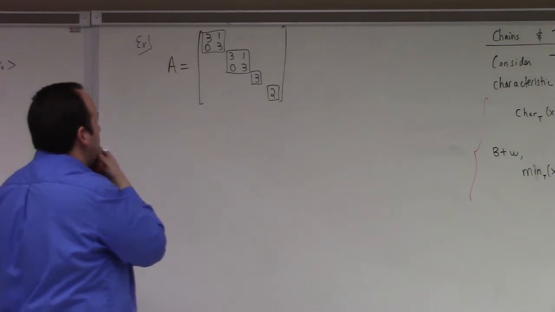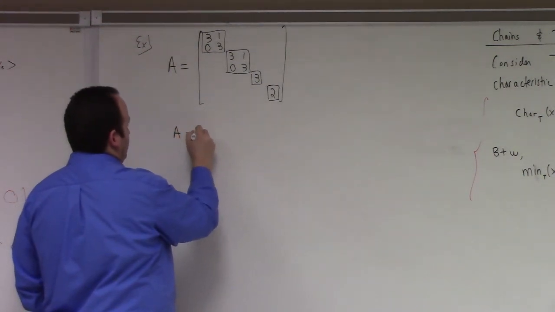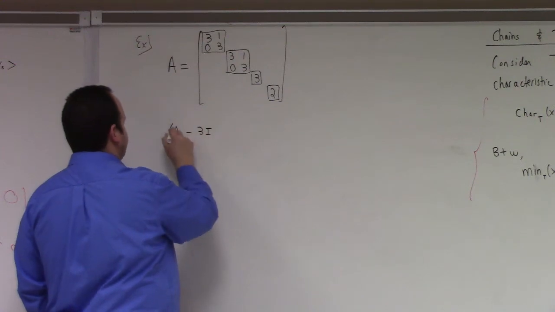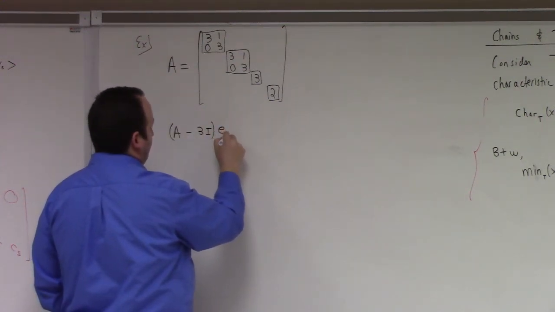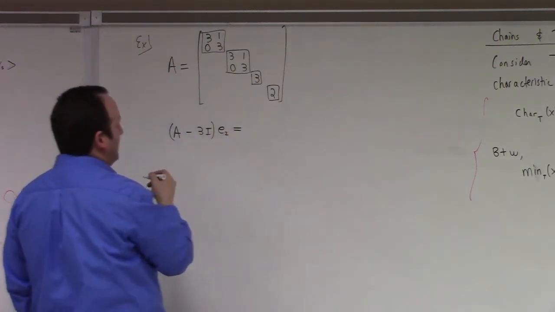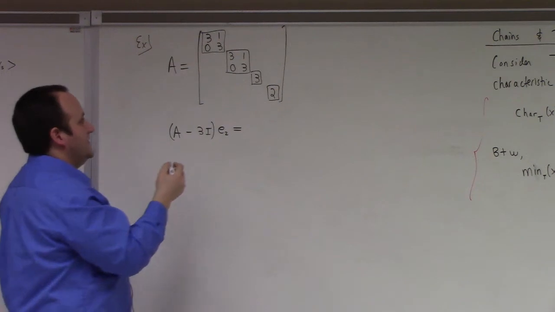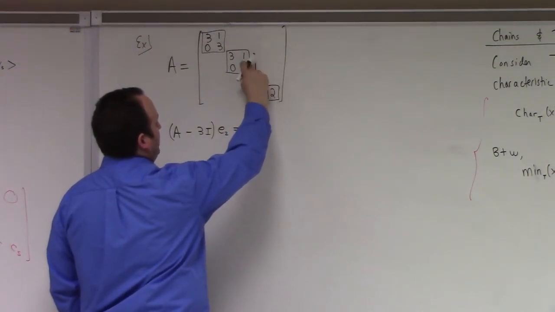All right? And let's see here. So check this out. So if I have A minus 3i times E2, what do I get? Let me make this more interesting, guys. Let me put a 1 here. Sorry. Forgive me.